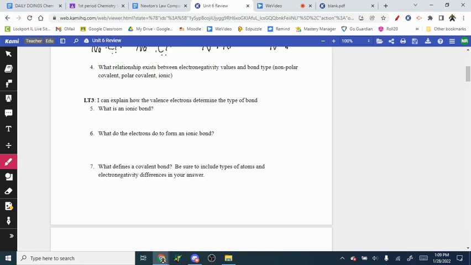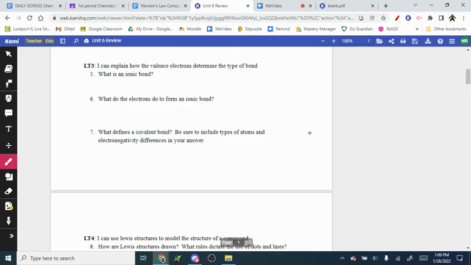What do electrons do to form an ionic bond? Electrons get transferred. Electrons go from one atom, they leave that one atom, and they get picked up by a separate atom. What defines a covalent bond? Be sure to include types of atoms and electronegativity differences in your answer. So a covalent bond is when you have 2 atoms that are sharing electrons, and when you have a smaller difference in electronegativities.